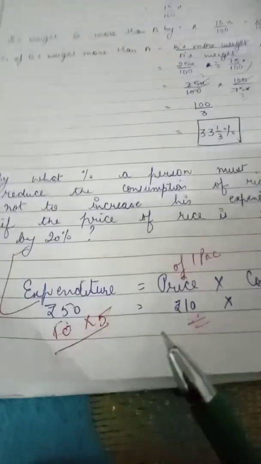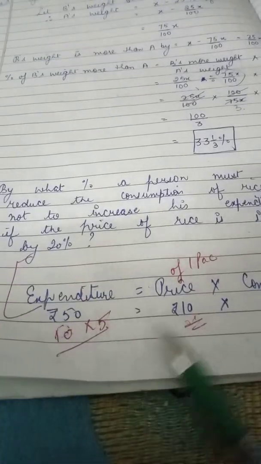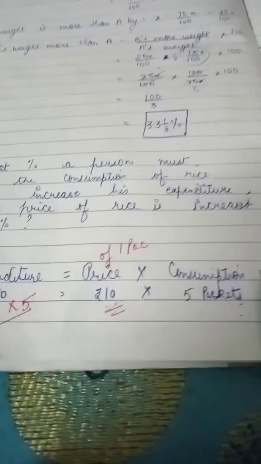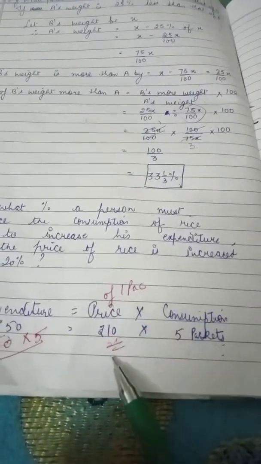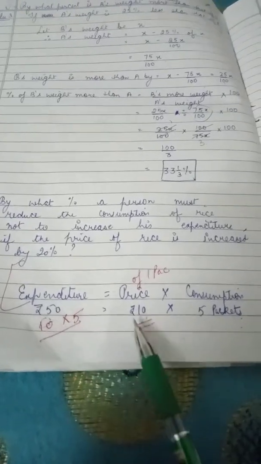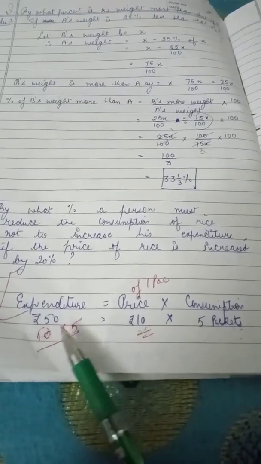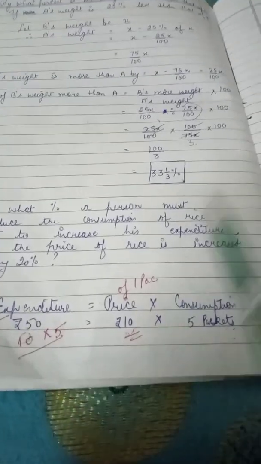So first thing is you have to keep one formula in mind, that expenditure is equal to price multiplied by consumption. So for example, I say that one packet of chips is for 10 rupees and I am consuming 5 packets. So what will be my expenditure? Price into consumption, my expenditure will be rupees 50. So this formula we have to keep in mind.